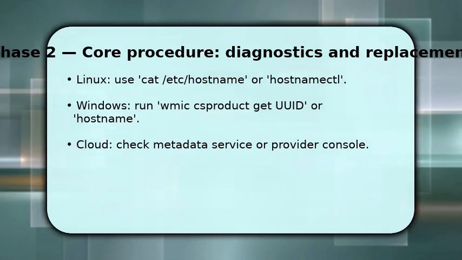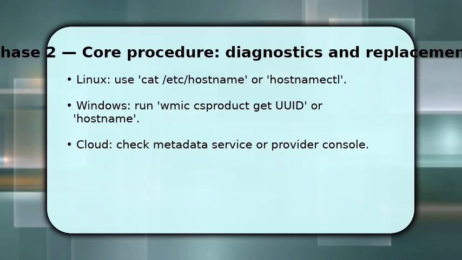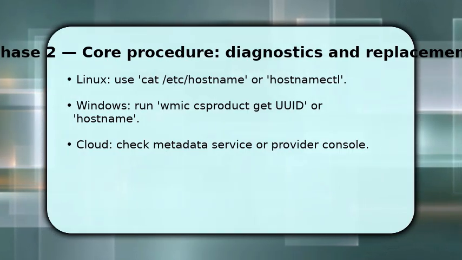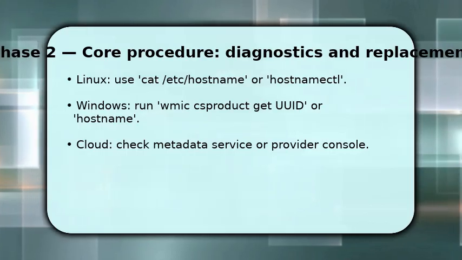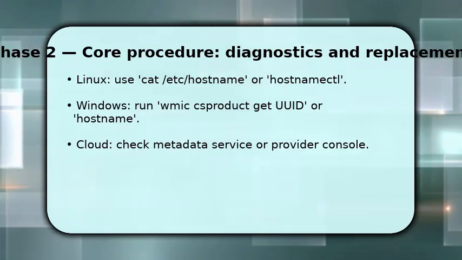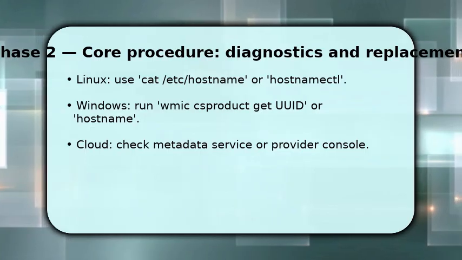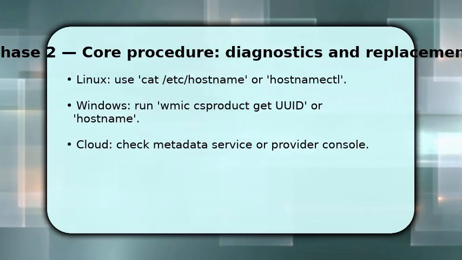On Linux, use cat /etc/hostname or hostnamectl. Hostname gives the short name. hostnamectl shows ID details. On Windows, run wmic csproduct get UUID for a hardware identifier, or hostname for the network name.